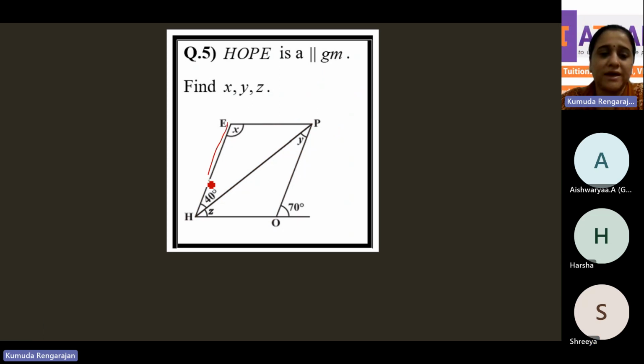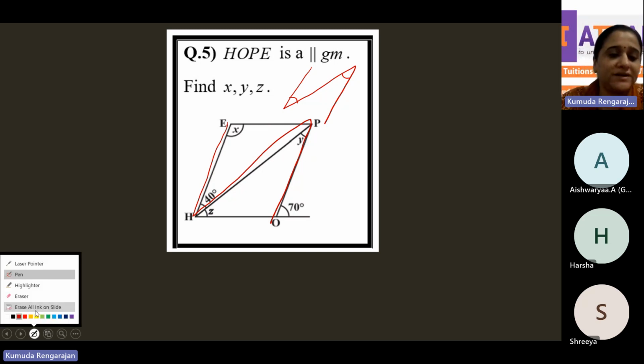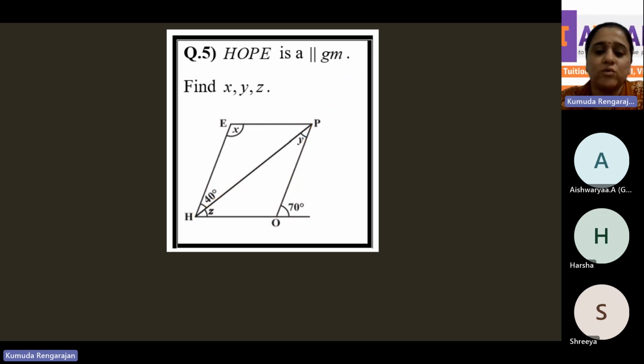Here, line, transversal, line. So you can see a shape like this. So here there's an angle here. These two angles are alternate interior angles and they're equal. So Y is equal to 40. Alternate interior angles are equal. Okay, so you found Y.